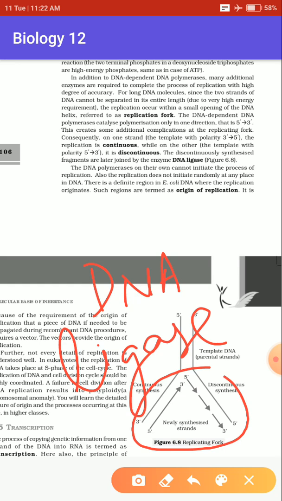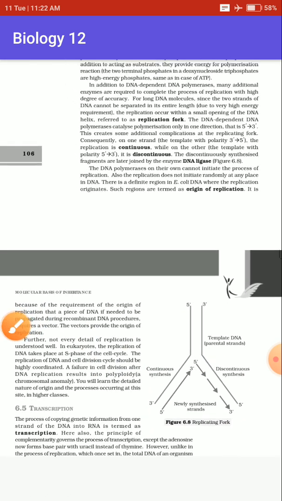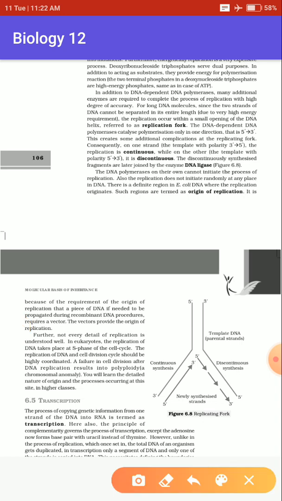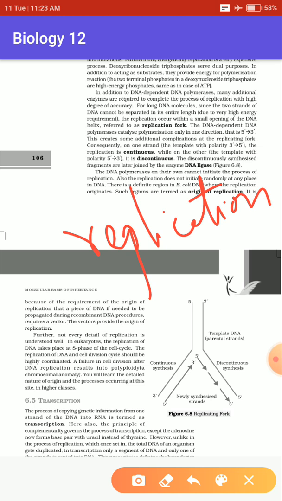Okay, now DNA polymerase, the enzyme which helps in the catalysis or polymerization of nucleotides of DNA, will not start this replication by its own. It never starts the replication on its own.